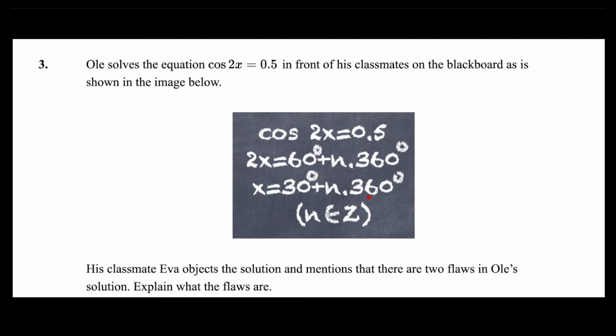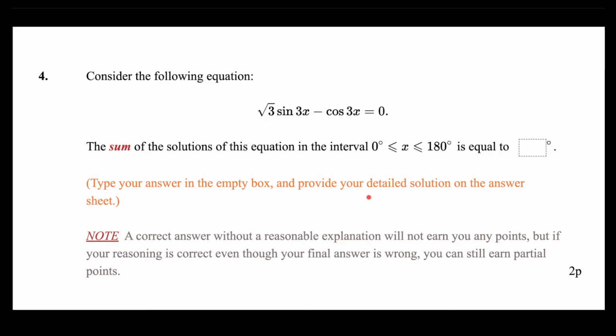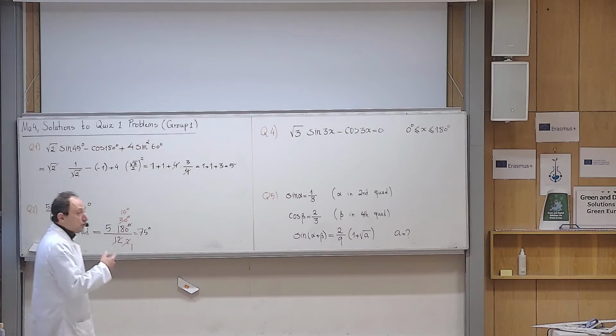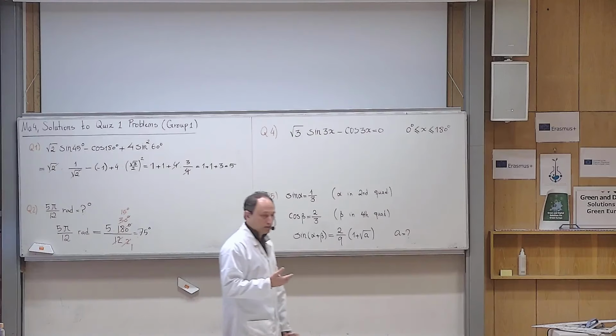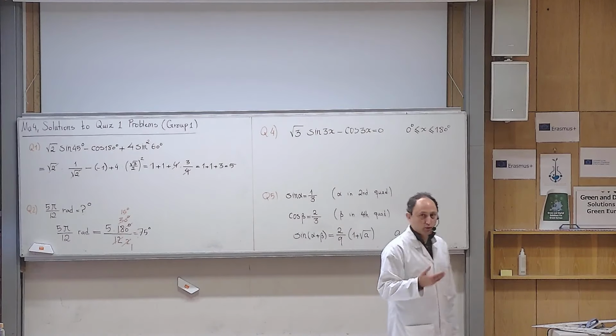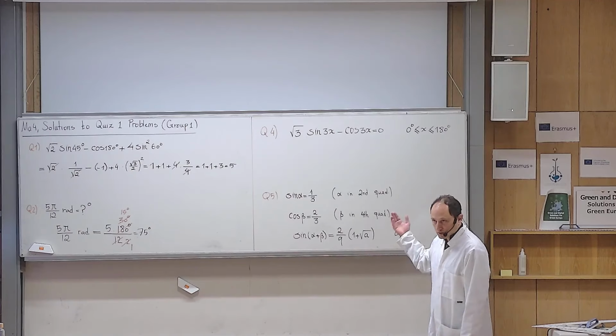Okay, so these are E-level questions, all of them. Now we go to a C-level question. Consider the equation; the sum of the solutions of this equation in this interval is equal to what? I have also already put the degree sign myself there, so you just need to put the number here. This is one of those questions that, if you don't remember, I consider a C-level question, not an A-level question, because when I was teaching you, I told you this type of equations.